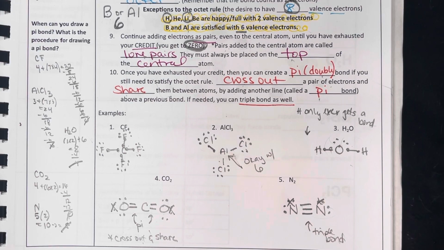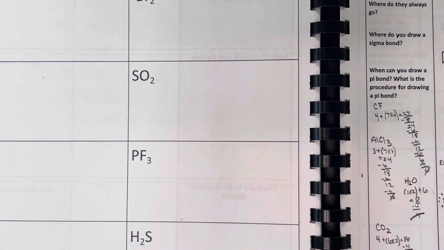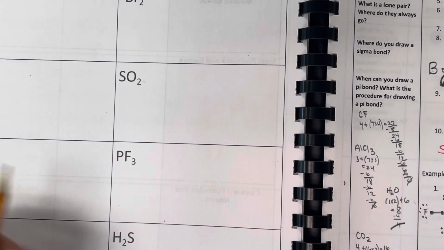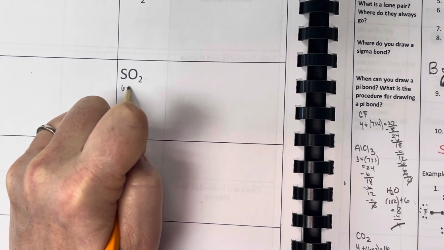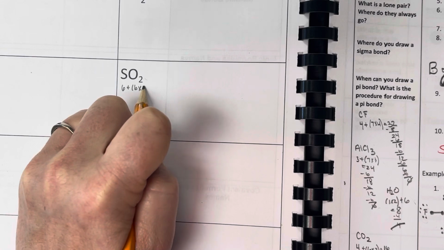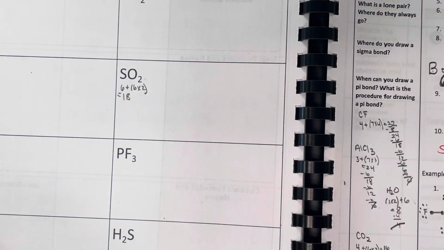All right, I'm going to do 2 examples on page 132, and I'm going to do example SO2 and PF3. So I'm going to slide that over. We're going to look at SO2 and PF3. Okay, so starting with SO2. Find S on the periodic table. It's in family 6, as is oxygen, but I have to do that times 2, so that's going to give me a total of 18 electrons.